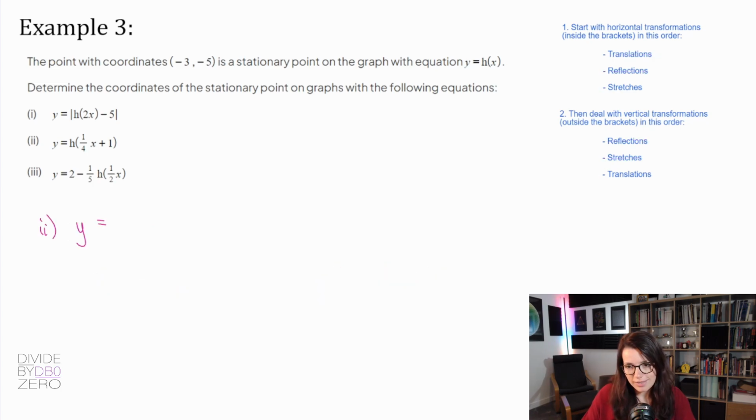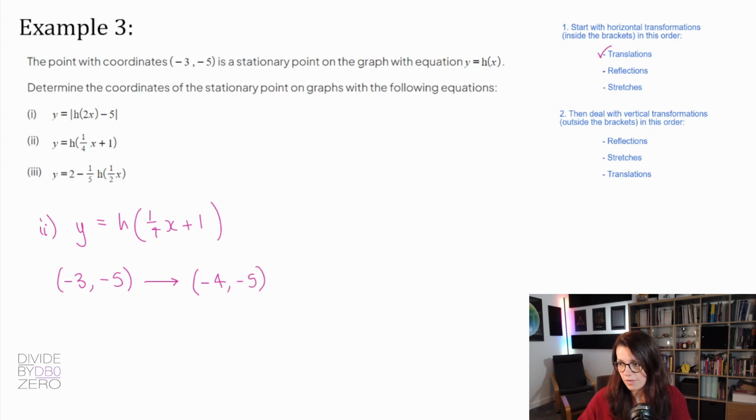So this time y equals h and then quarter x plus 1. Thinking about what's going to happen to -3, -5, we do have a horizontal translation. +1 inside the brackets means we want to go left 1. So if we do that, we'll end up at -4, -5, and that deals with that. No reflection horizontally. We do have a horizontal stretch. A quarter means we're going to get 4 times as large in the x direction, so minus 16, minus 5. And then that's it. In this case, there are no vertical transformations or transformations happening outside the brackets. So final answer is minus 16, minus 5.